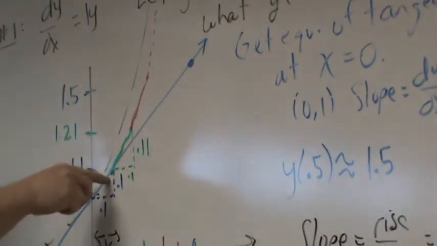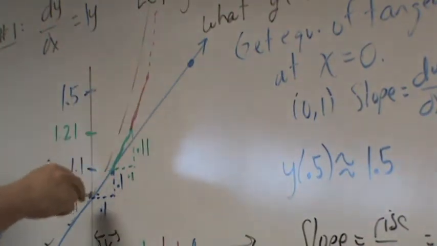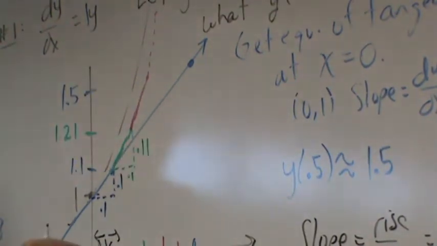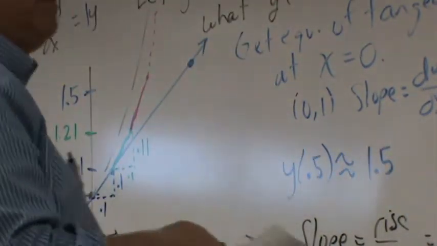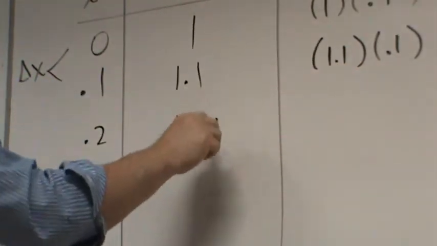1.1, 1.2, 1.3, 1.4, 1.5. But I'm not staying on the blue line anymore. I'm recalculating my slope every interval of 0.1. So now this guy here, when my x is 0.2, I'm at 1.1 plus 0.11, which is 1.21.